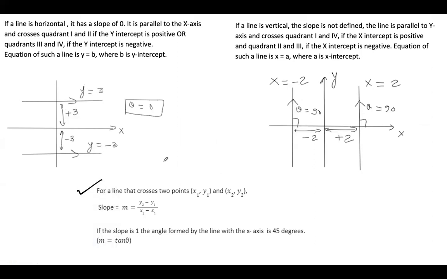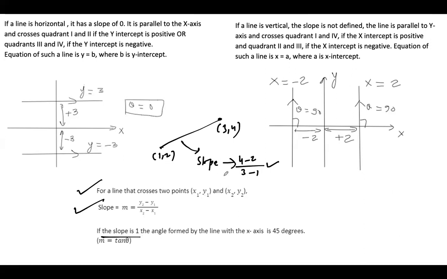As long as you are able to make it, you don't have to remember anything. So let's say we are given 1, 2 and 3, 4. Can you find the slope? 4 minus 2 by 3 minus 1. y2 minus y1 upon x2 minus x1. This is what I have given. If the slope is 1, let's say slope, for example, 1, 2. What is the slope here? Okay, take the same example. What is the slope coming? 4 minus 2, 2 divided by 2.